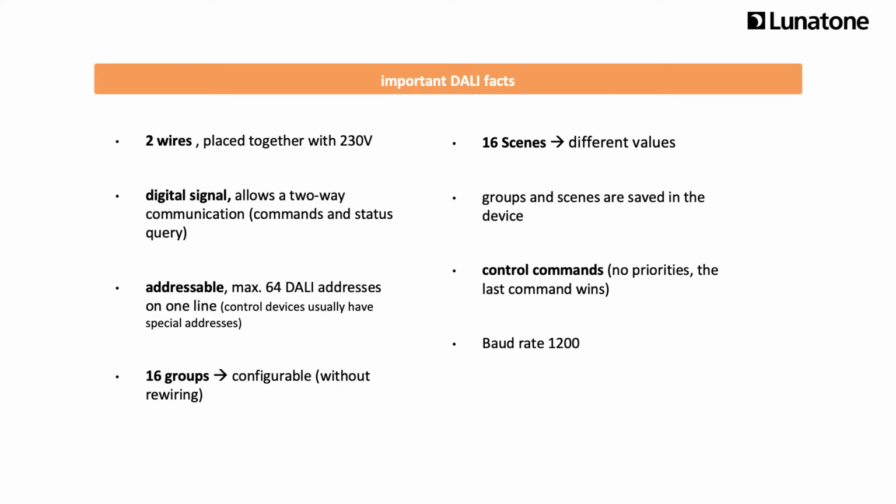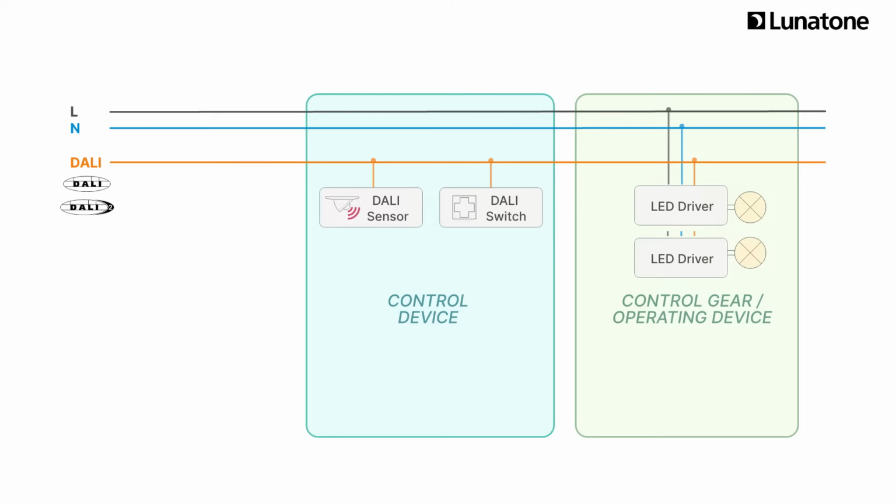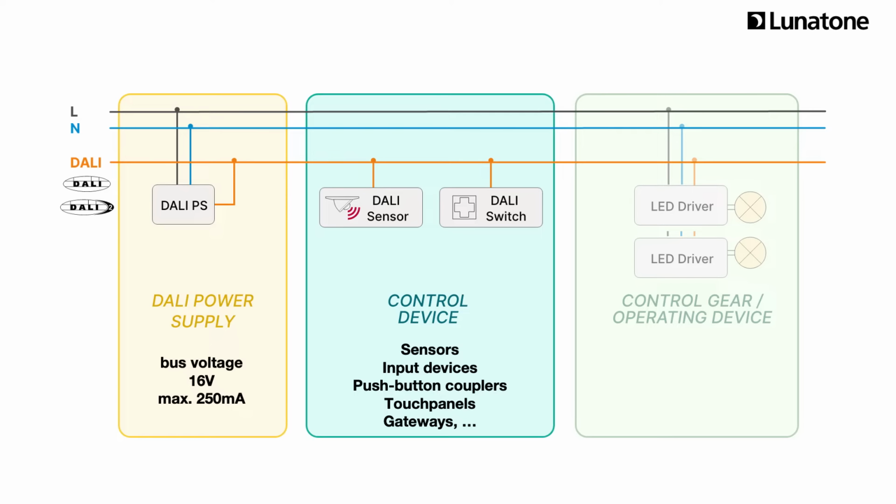A DALI system always includes a DALI control gear, a control device, and a power supply. The DALI system always needs a DALI power supply, usually named DALI PS. To switch or dim the lights, a control device is used. These are typically sensors, input devices such as button modules or push-button couplers, but also gateways. All the way on the right, we see the DALI control gears.